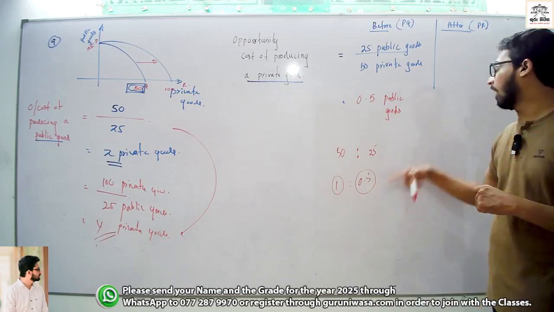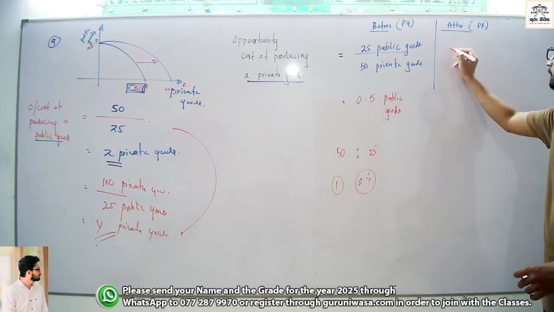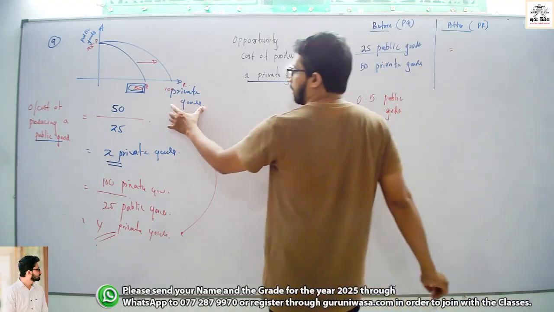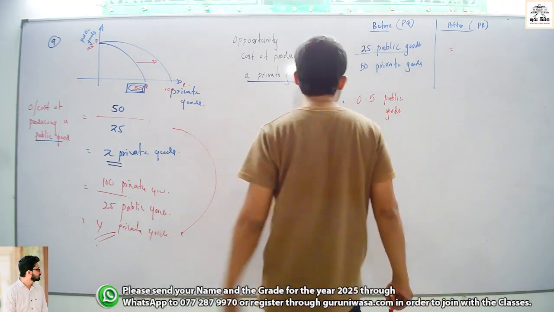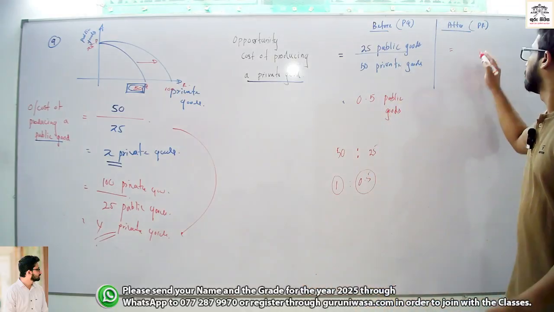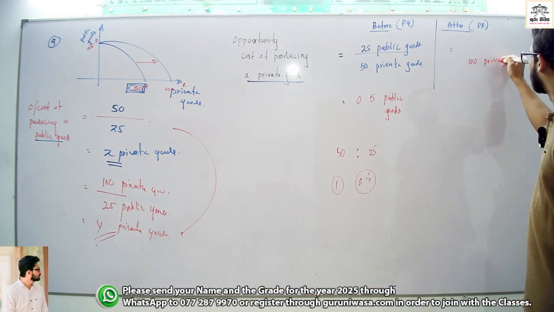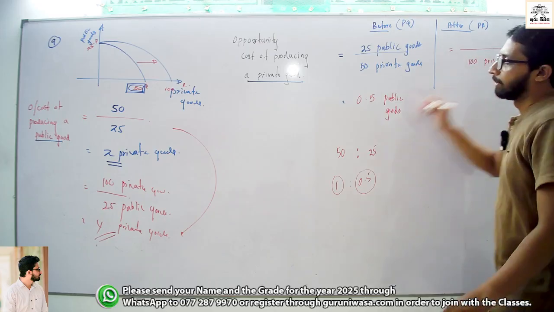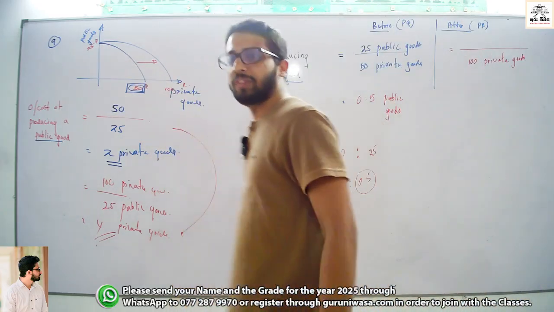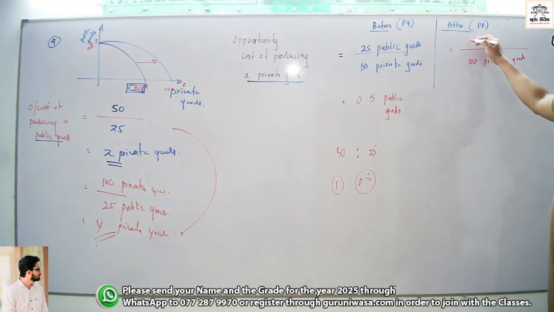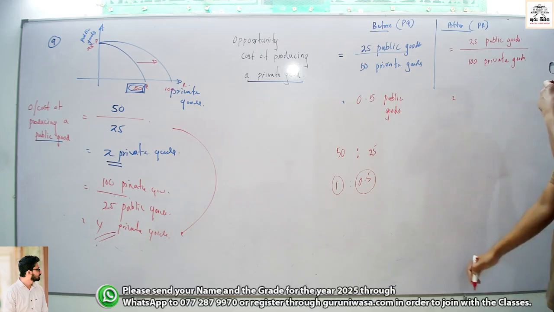Now, after this change, total private good production is 100. Right? 100 units of private goods. If we produce 100, 25 have to be given up on the other side. The number of units given up is 25 units of public goods. How much is the answer, Dipna?